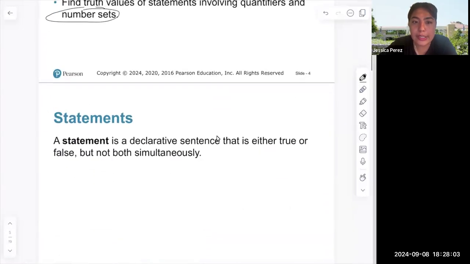To first talk about a statement, you need to understand the definition of a statement. A statement is a declarative sentence that's either true or false, but not both. So we could say, today is Saturday. That could either be a true statement or a false statement, but it can't be both. You can't be on a Saturday and a Sunday at the same time. That's an example of a declarative sentence.